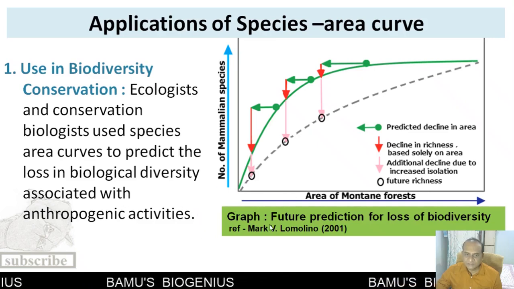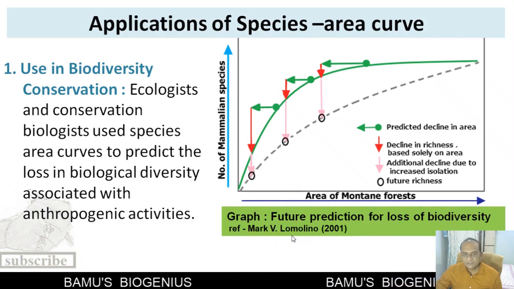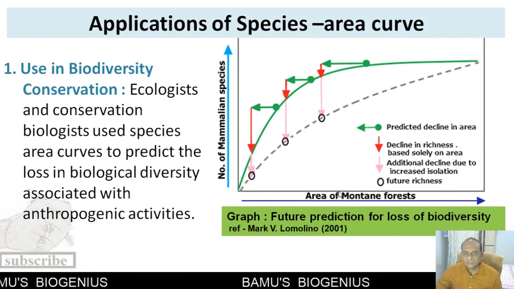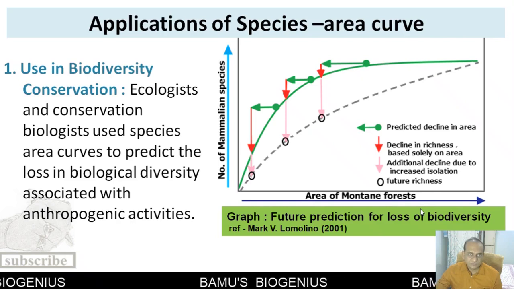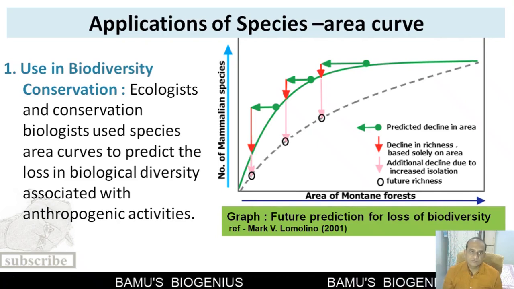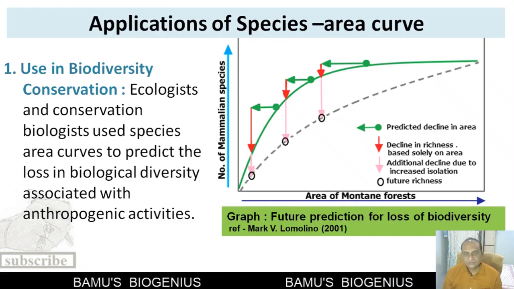Here, one example is cited in a paper by Mark V. Lomolino in 2001, that the number of mammalian species got affected due to a decrease in the area of montane forest. So this is how this particular species area curve can be used to identify future loss of biodiversity.